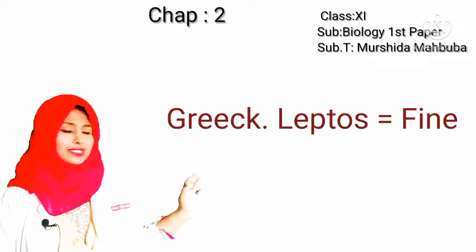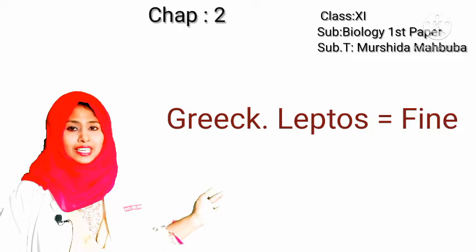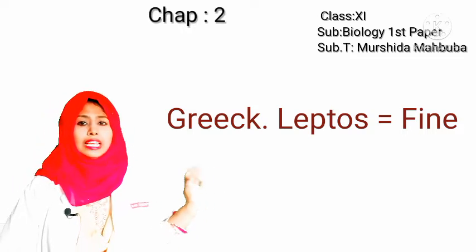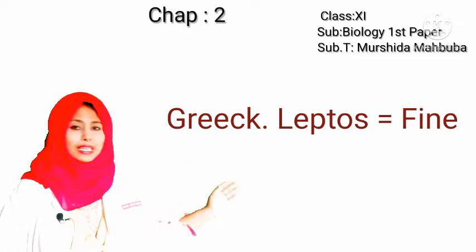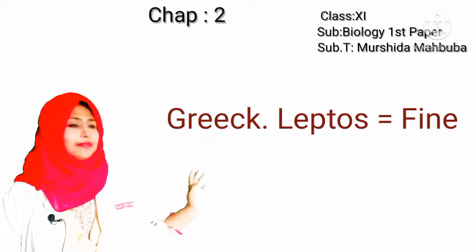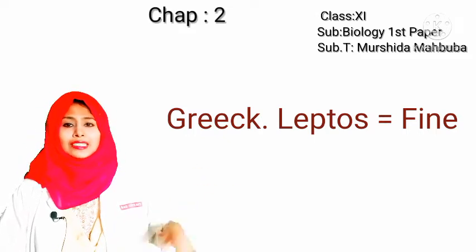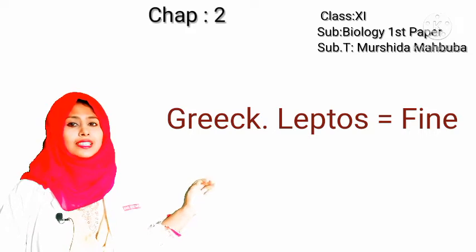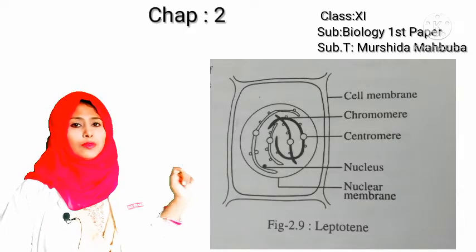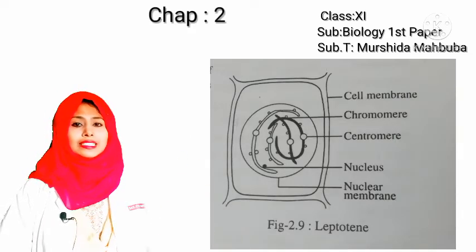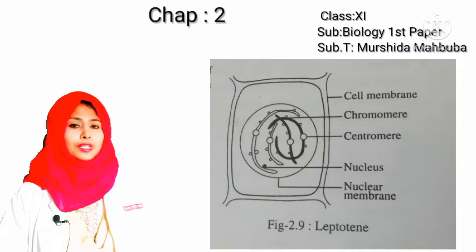This word leptotene is taken from the Greek word leptos. Leptos means thin and tene means thread. At the beginning of this stage, the long, thin chromosomes are seen scattered in the nucleus.